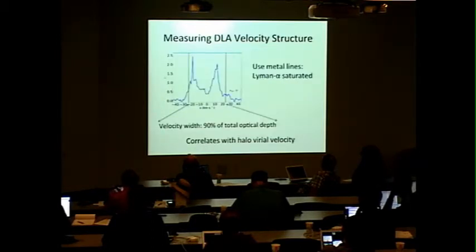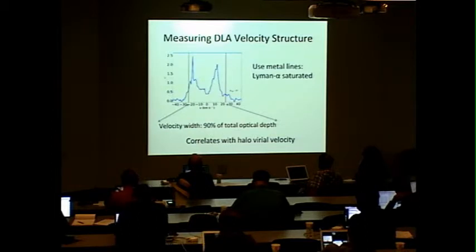So how do we measure these things? The neutral hydrogen line here, the Lyman-alpha line, is extremely saturated. So instead of the Lyman-alpha line, you use metal lines. This is a metal line spectrum. This is a simulated spectrum of silicon-2 that I've pulled out of a simulation. We're measuring the velocity dispersion by looking at the velocity width, which was defined in a paper by Prochaska and Wolfe in 1997.